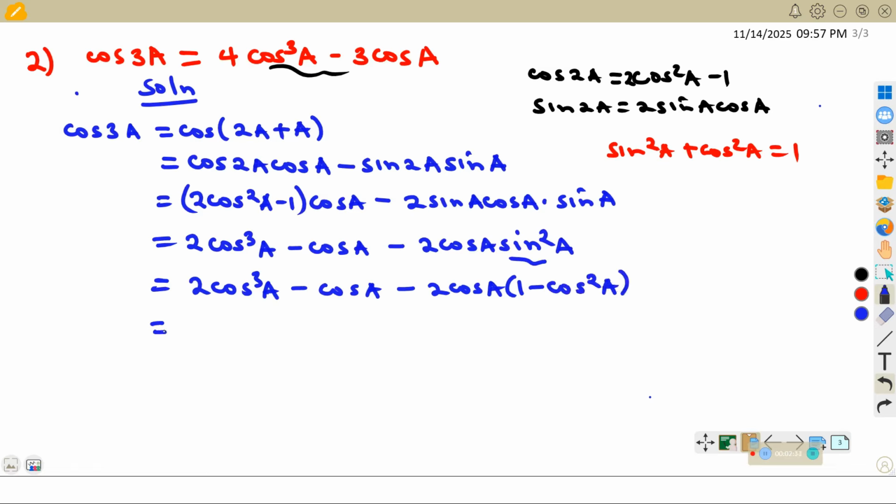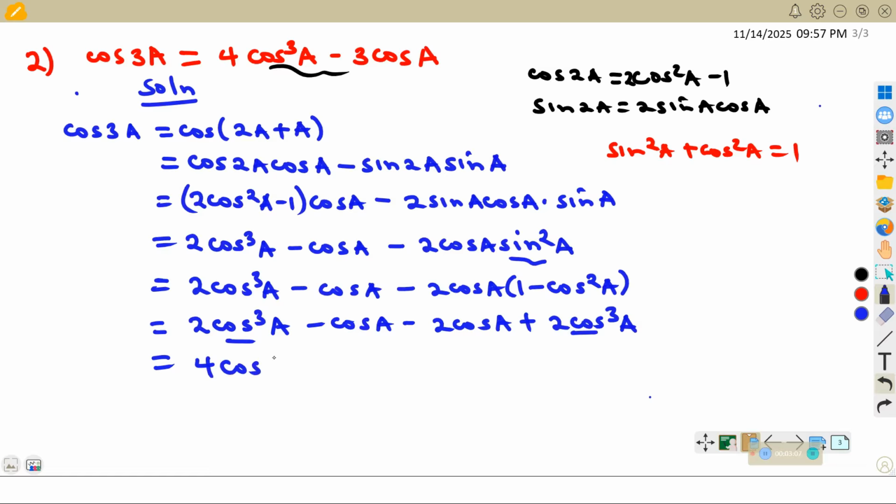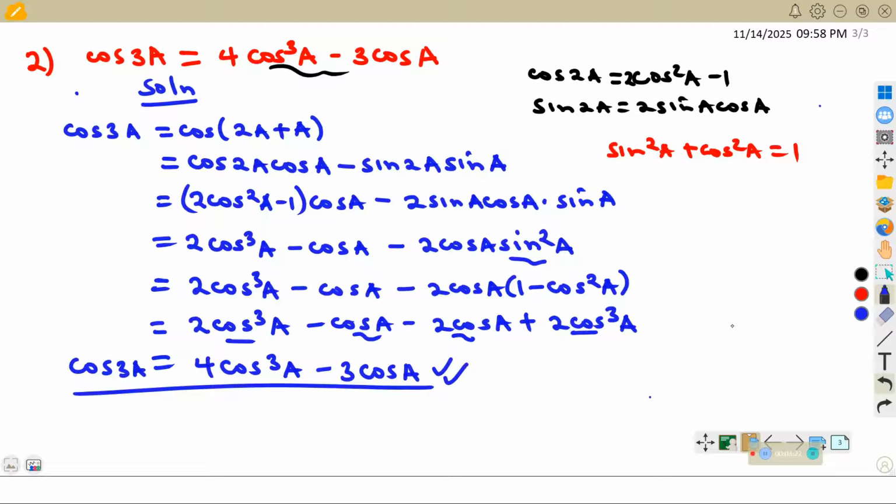So from here, we shall expand again and combine like terms. So 2 cos cubed a minus cos a minus 2 cos a, then plus 2 cos cubed a. Collecting like terms, these give us 4 cos cubed a, then minus these, which give us minus 3 cos a. So this is cos 3a, and that is the required expression. So you'll be able to get your 5 marks.